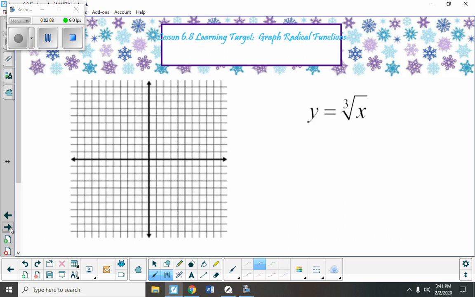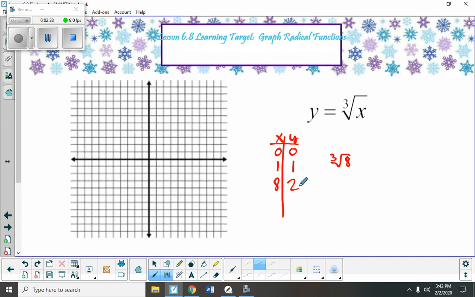The next radical function we're going to graph is the cube root of x. So again, we'll make an xy chart. Now, we want to write down the perfect cubes. That will be easiest. Let's start with 0. Cube root of 0 is 0. The next perfect cube is 1. The cube root of that is 1. The next biggest perfect cube is 8. The cube root of 8 is 2.